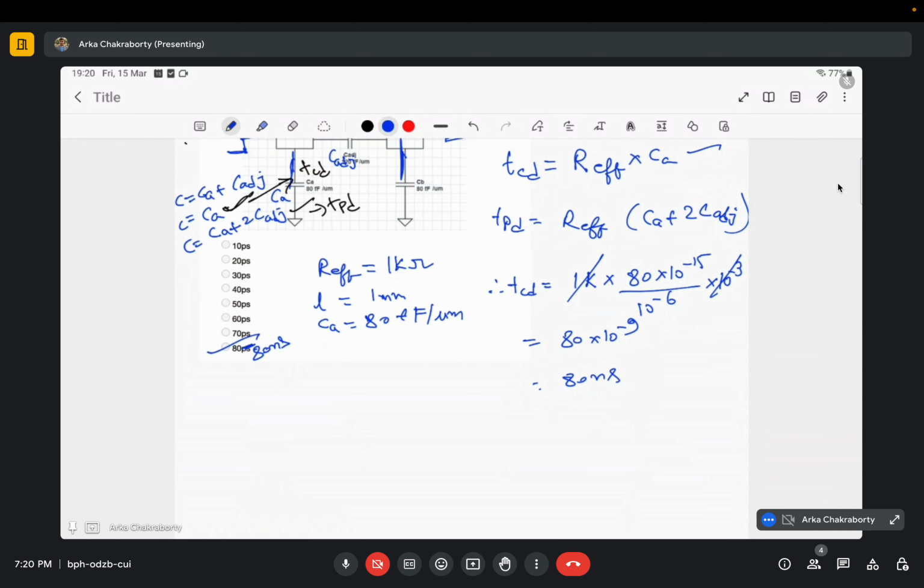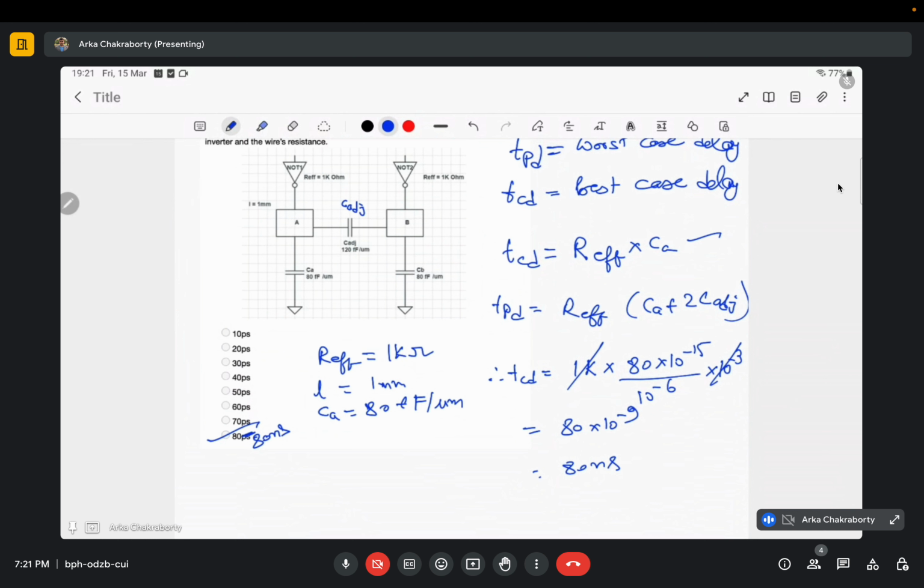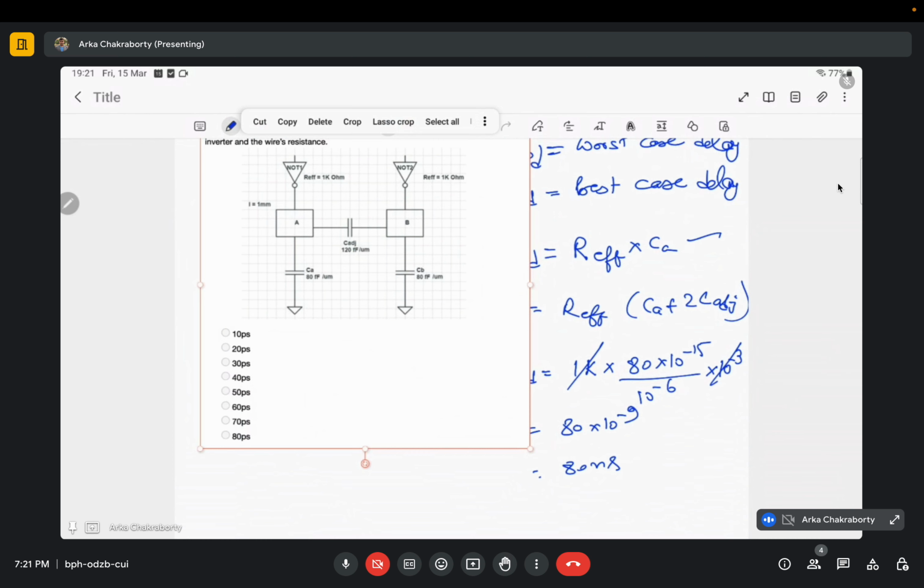Okay, see, here is the C adjacent capacitance. This is my aggressor circuit. When it is making a change, say it is going from low to high, so from 0 to VDD, this VDD needs to charge how many capacitances? 2 capacitances, right? It needs to charge this Ca.